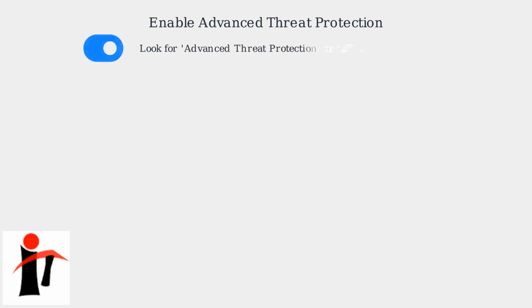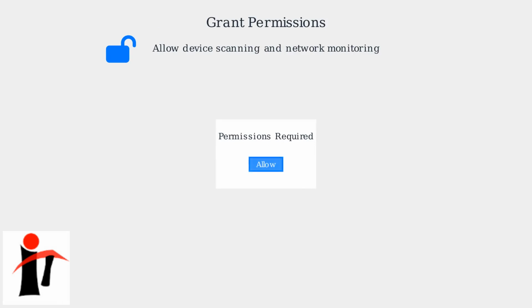Look for an option labeled Advanced Threat Protection or XFi Shield. Toggle this option to the On position. The app will prompt you to grant permissions for device scanning. This allows monitoring of network traffic for anomalies and potential threats.